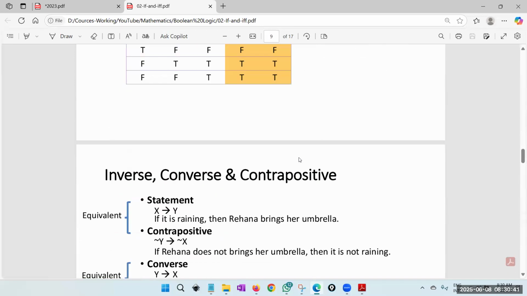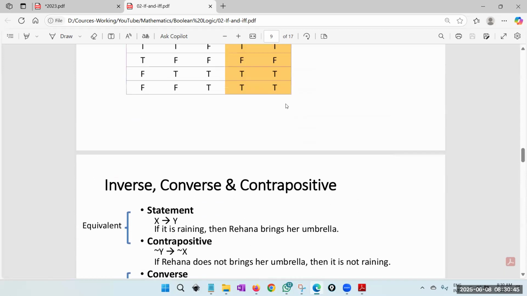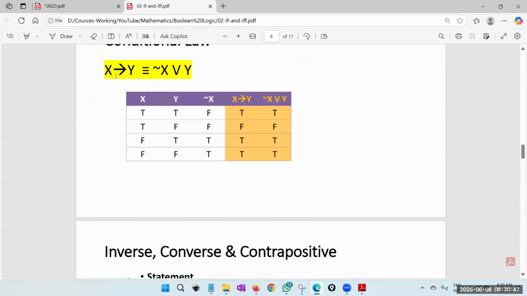I don't know whether we use the exact word. Yeah, inverse, converse, and contrapositive. So this is the statement x implies y. Remember, x implies y means either x has not happened or y has happened. Definitely, either y must have happened; if not, x must not have happened, because whenever x happens, y happens. So therefore, either y has happened or x has not happened.